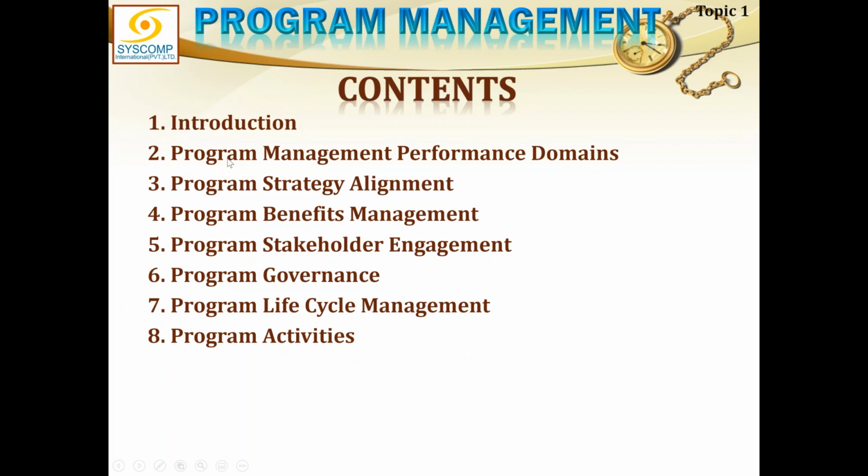Then we have a chapter on program management performance domains, which describes all those domains like strategic alignment, benefit management, stakeholder engagement, governance, and life cycle management. And then we take them on one by one in each chapter. After we have done away with all these 5 domains, the last, 8th chapter is dedicated to the program activities.